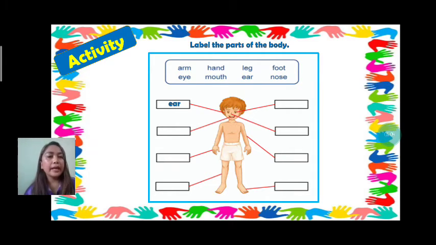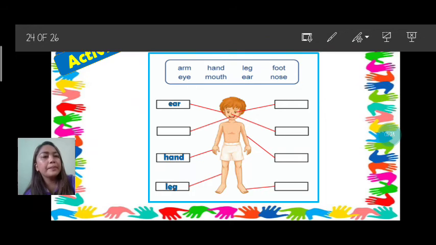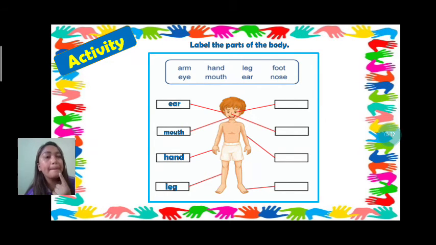What part of the body is it? Everybody, good job. Ear. Next, what part of the body is it? Very good. Leg. How about this? What part of the body is it? It's a hand. Next. What part of the body is it? Mouth. Next. What part of the body is it? Nose. Next. What part of the body is it? Eye. Next. What part of the body is it? Arm. And the last one is foot.